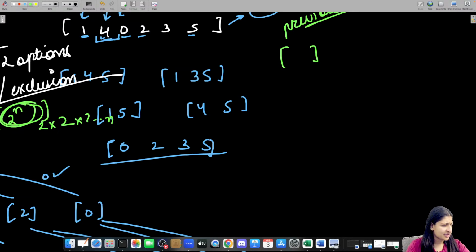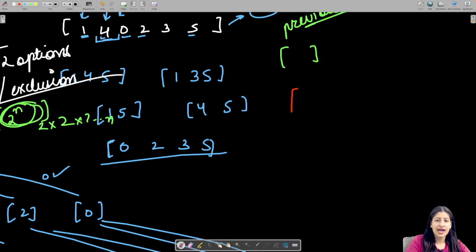Let me write the test case. It's very big, I'll write a smaller one. For example, I have this array 5, 8, 3, 7, 9, 1, right? And fine. Now let's see how.